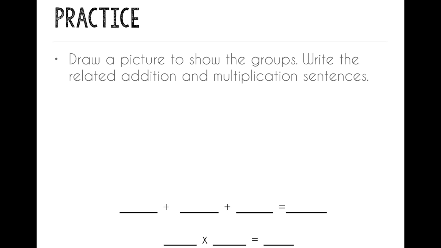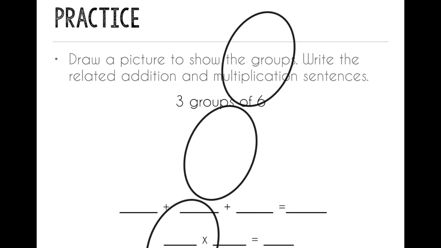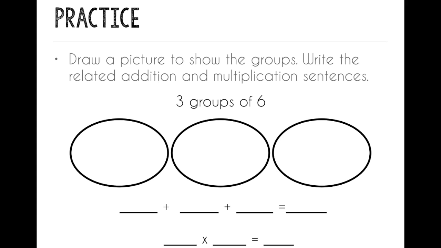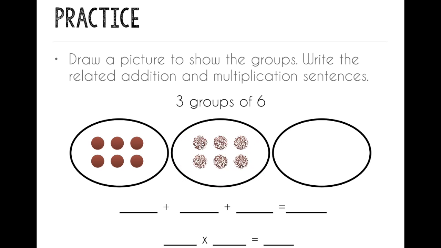So let's practice. Draw a picture to show the groups, and then write the repeated addition and multiplication sentences. 3 groups of 6. So take a minute and draw 3 groups with 6 objects inside each group. Your first step is to draw 3 groups. And since it's 3 groups of 6, we want to put three circles with 6 things inside each. So I put 6 dots in my first group, 6 dots in my second group, and 6 dots in my third group.